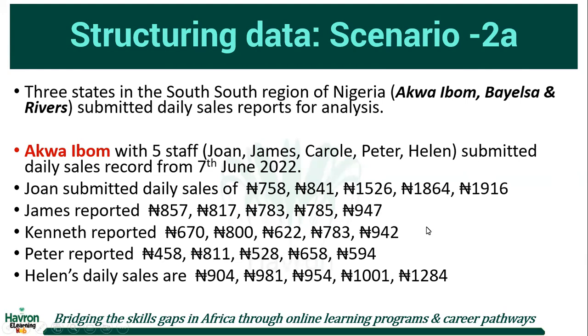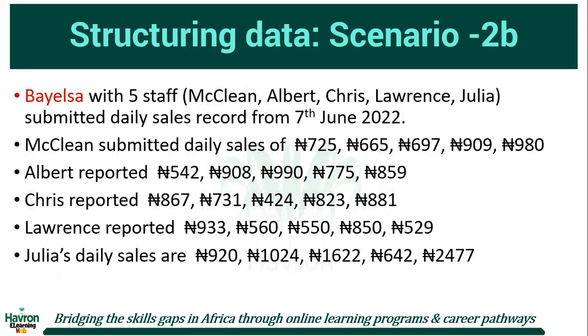However, the data came in this format. As you can see, these are all texts. But when you read through it, you'll be able to get some details about what happened. So for Akwa Ibom, there are 5 staff, and these are their respective sales. Then when we go to the second state, Bayelsa, they also have 5 staff, and these were their sales.